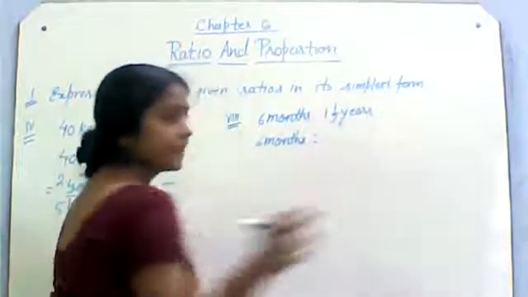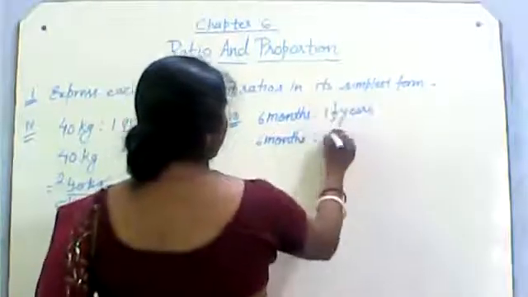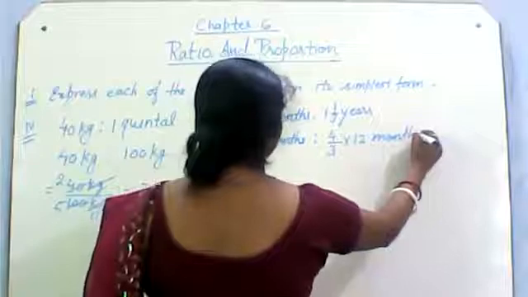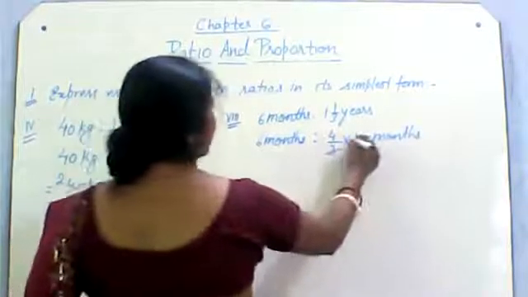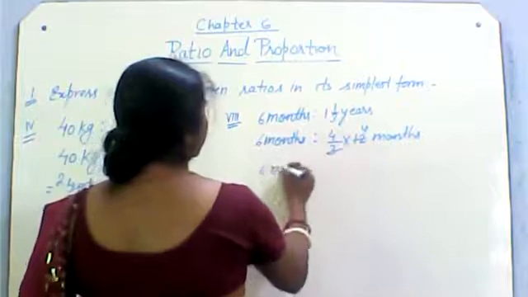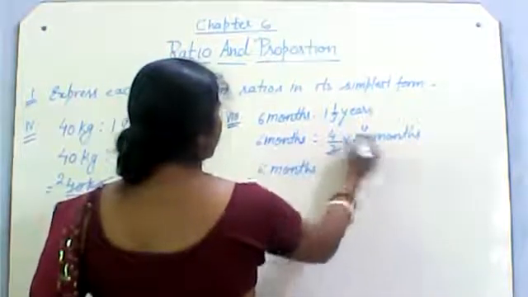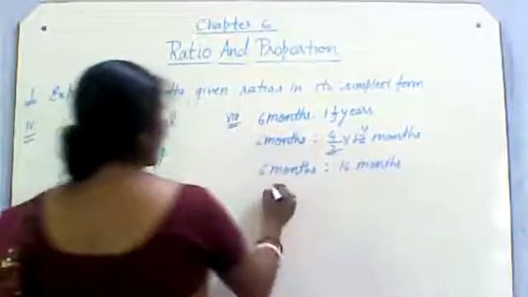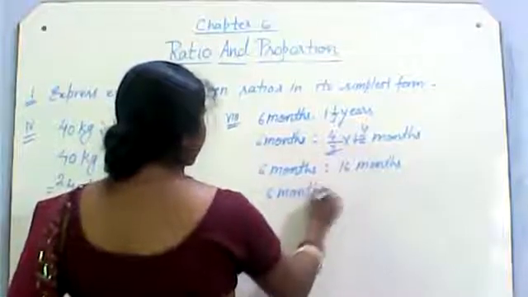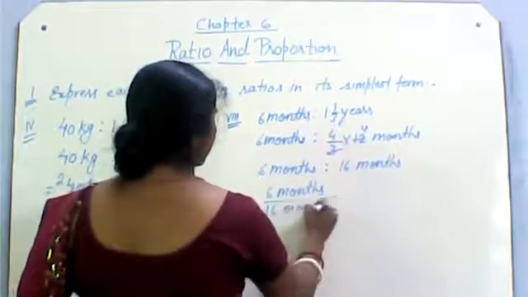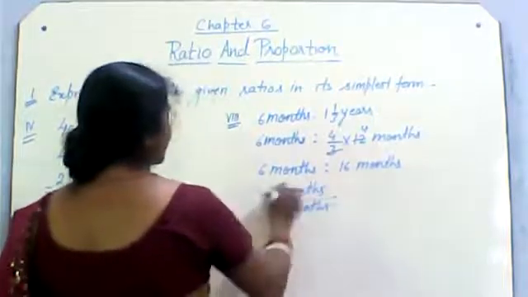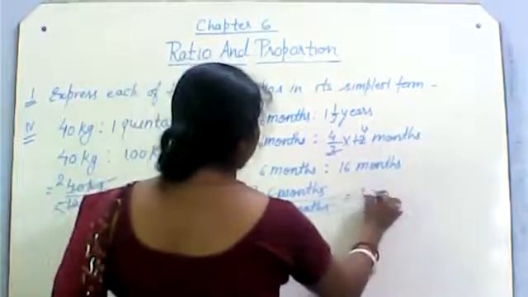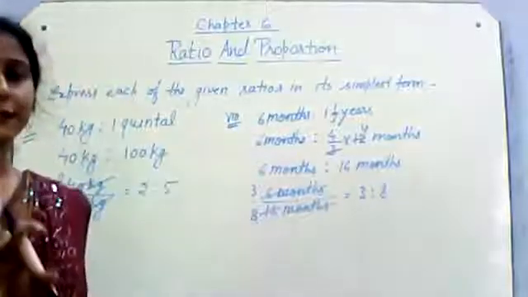Okay? So 6 months ratio, here we change it into an improper fraction. 3 ones are 3 plus 1, 4/3. Multiply by 12. Now you have changed it into months. 3 4s are 12... 4 4s are 16 months. So 6 months ratio 16 months. Now you change it into a ratio, then cut the months. Months cancel. We can cancel it by 2. 2 3s are 6 and 2 8s are 16. So this will be 3:8. This is clear?